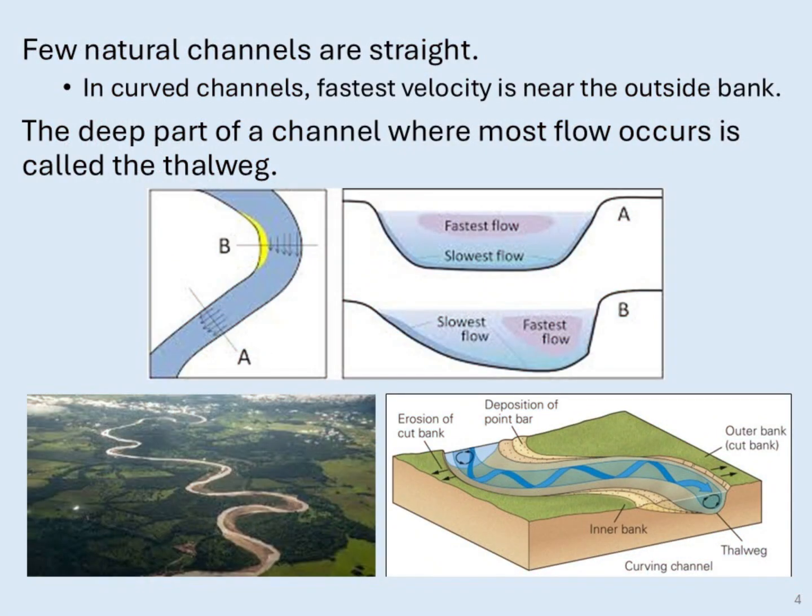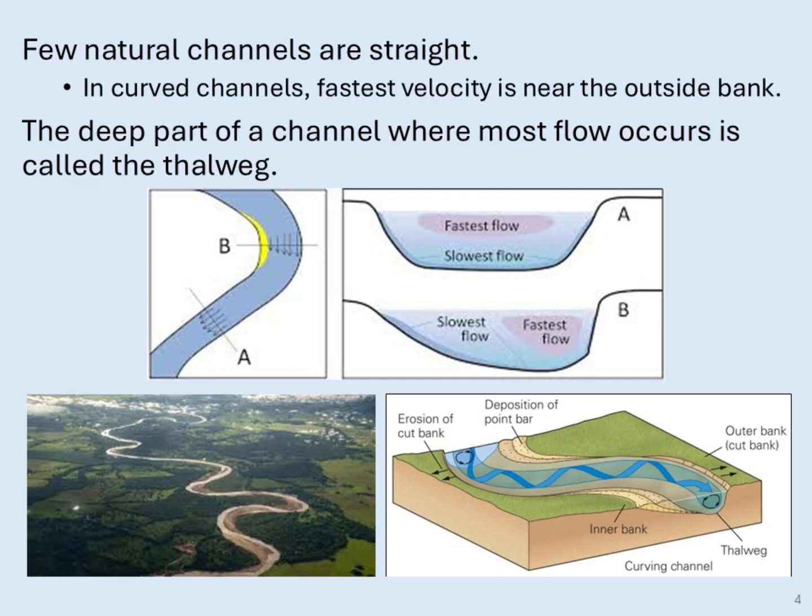As water flows through a bend, it does not move at the same speed across the entire channel. Let's focus on just one bend for a moment. The fastest moving water is typically concentrated along the outside of the bend, while slower moving water occupies the inside of the curve. Geologists often refer to the deepest and fastest flowing part of the channel as the thalweg.